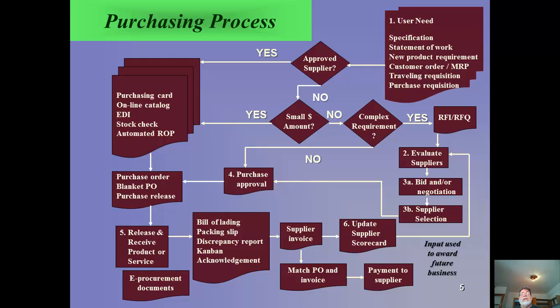Okay, so here's a slide. What do you think? Complex? Oh yeah, here we start. User needs, specification, statement of work, new product requirement, and so on. So you go with, is your supplier approved? Yes, no, and we could go on. That whole list before, here it is explained pretty well.